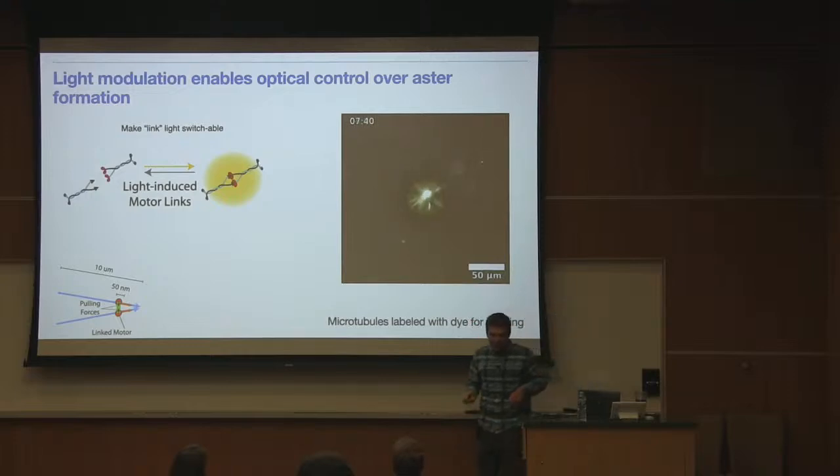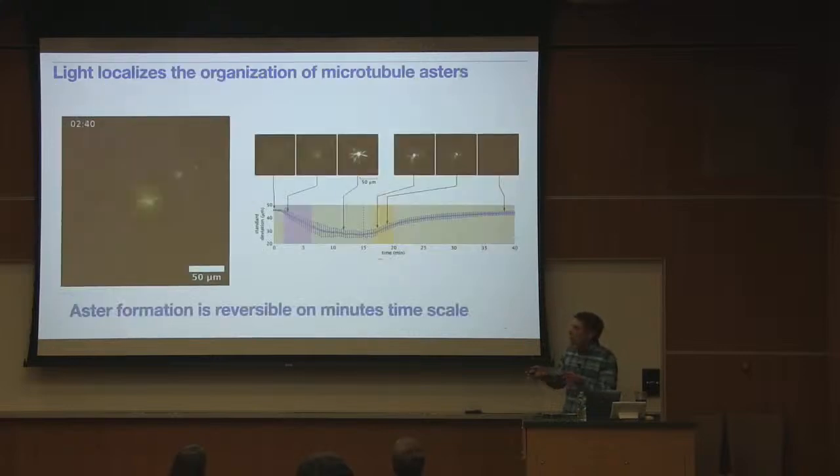And so what this allowed us to do is we could take the Leibler system, but now we could shine a light, and we could get an aster to form at a specific location in time and space. And this is useful for a bunch of different simple reasons. So one thing is when you can start to control the system, it gives you a much greater resolution to quantify its behavior.